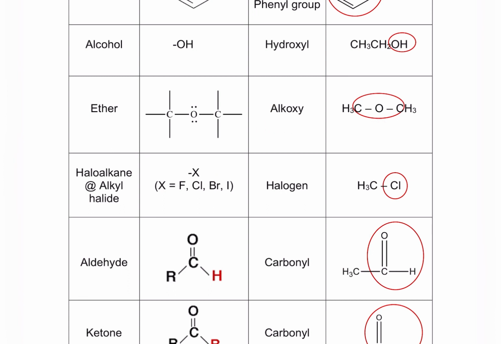Next one, we got haloalkane, or another name for the class of compound is alkyl halide. So halide means that the atoms are from group 17. So I replace with X as a symbol for group 17. It can be fluorine, chlorine, bromine, or iodine. And the name of the functional group is halogen. So just circle the halogen in your compound. For example, this is chlorine.